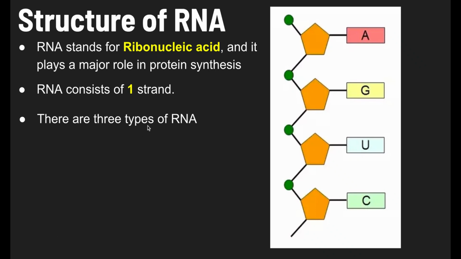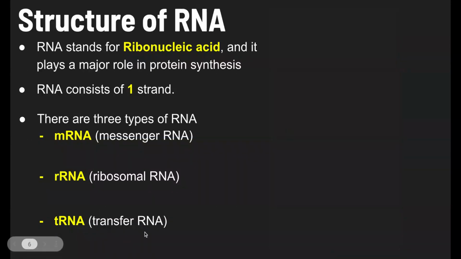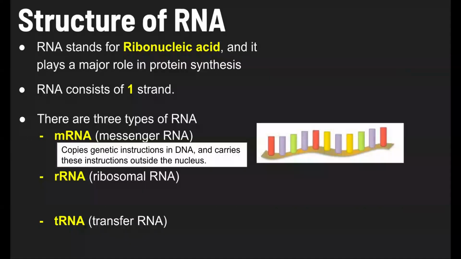Now, there are 3 types of RNA. There's mRNA. The M stands for messenger. So there's messenger RNA. There's also rRNA, which stands for ribosomal RNA. And then there's tRNA, which stands for transfer RNA. So these are 3 types of RNA in the cell. And let me briefly tell you what each one does.